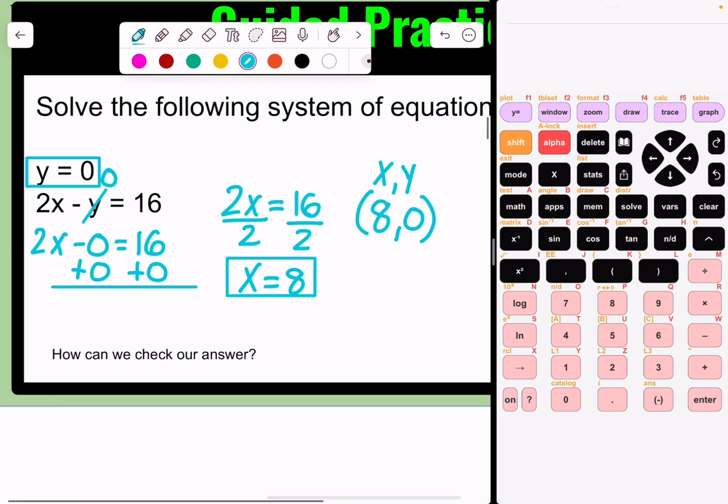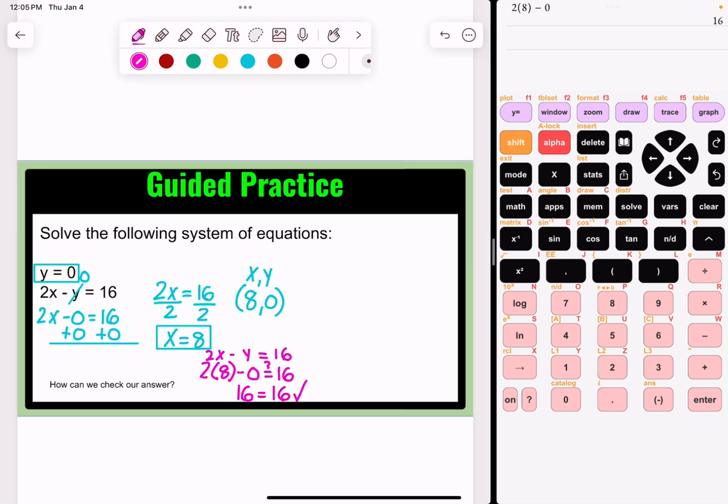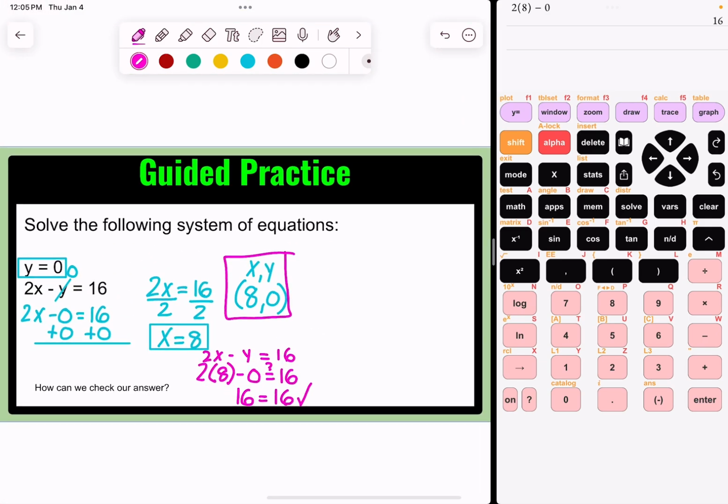And how do we check our answer? We don't want to just submit an answer without knowing if it's true. So I'll take the harder equation, the 2x minus y equals 16. Instead of x, I'm going to put 8, minus y. My y is 0, equals 16, we hope. We don't know right now, so I'm going to put a question mark. 2 times 8 minus 0 is definitely 16. So 16 equals 16. Good job. All right, so this is our final answer. Let's look at the next one.